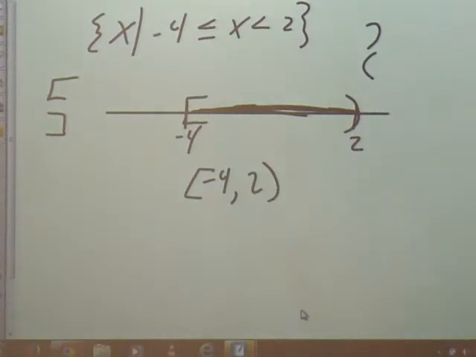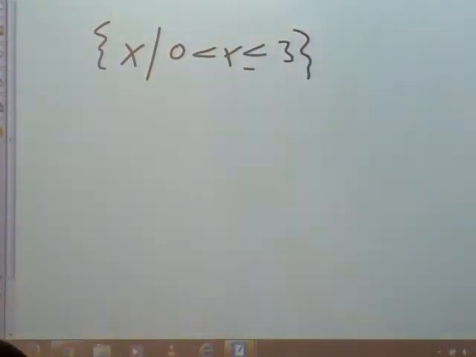I'm going to give you one of those to try. You can talk to your buddy if you need to. Then we got one more. We're almost done. Got one more thing after that. All right, I got set of all numbers x such that 0 is less than x is less than or equal to 3. All right, I need you to graph and write in interval form. Okay, get it done. Talk to your buddy.